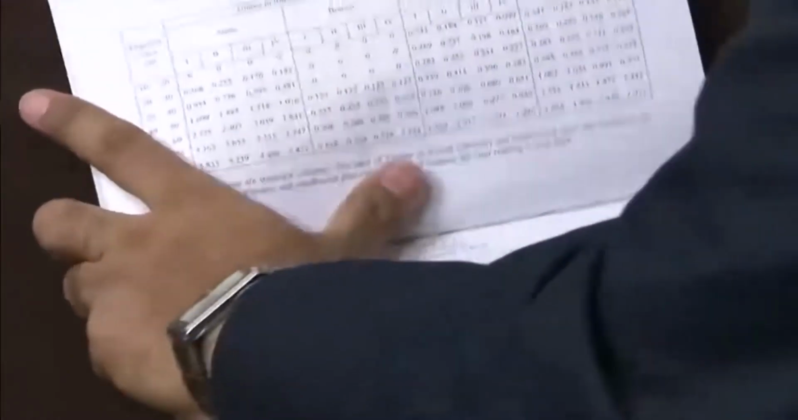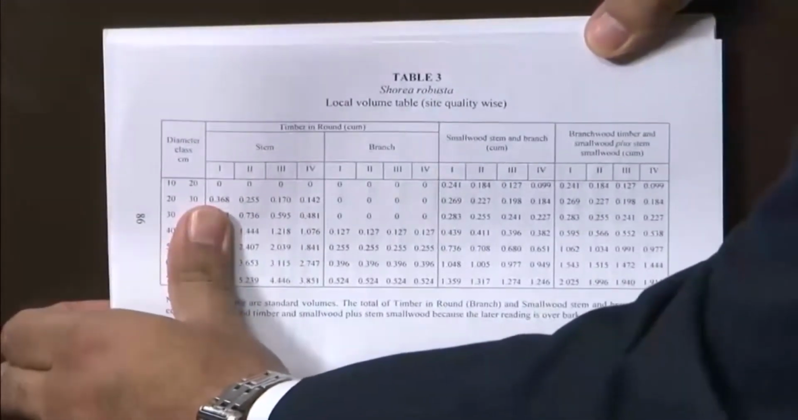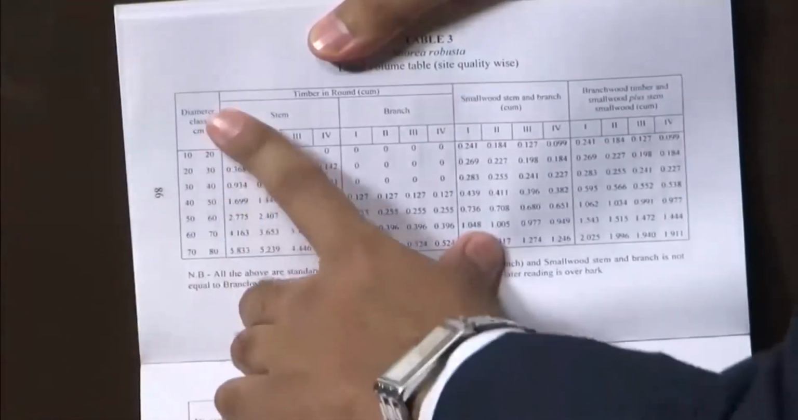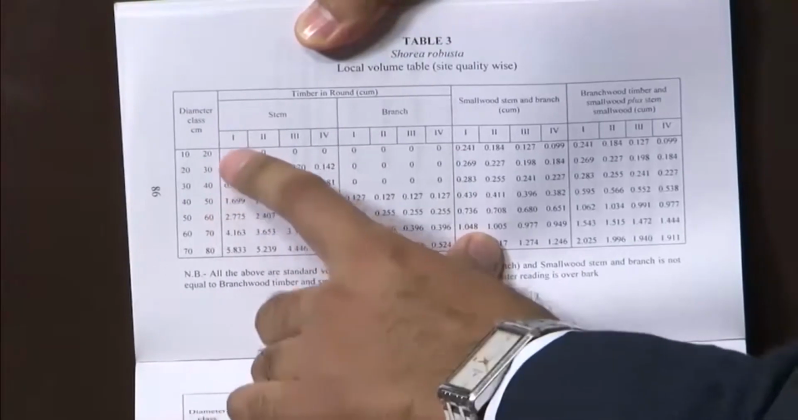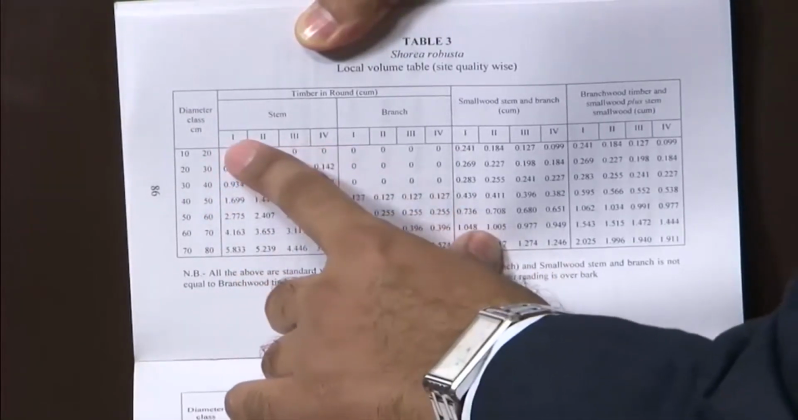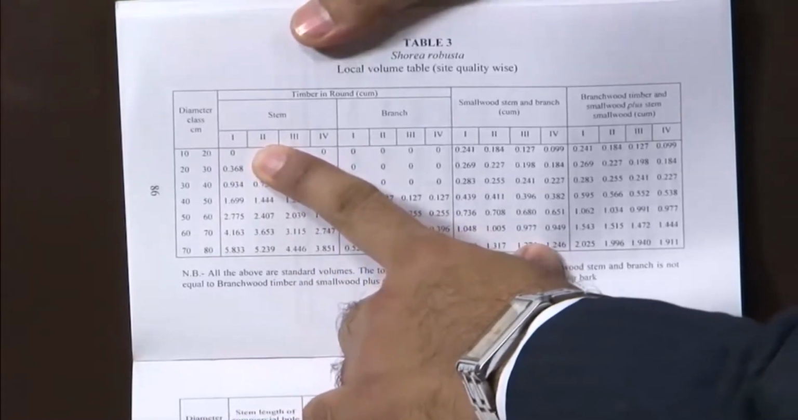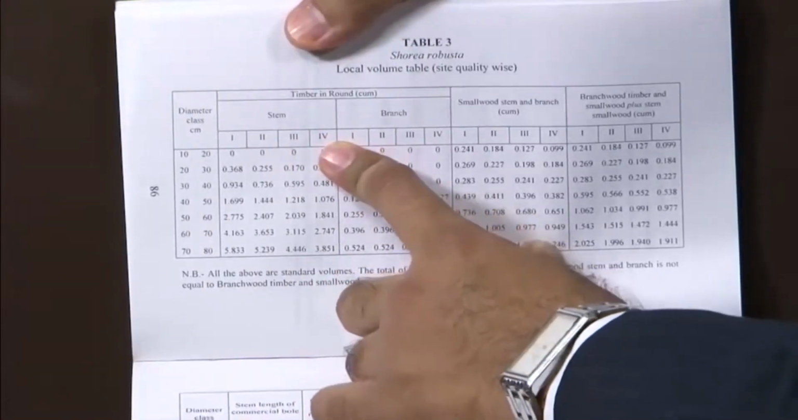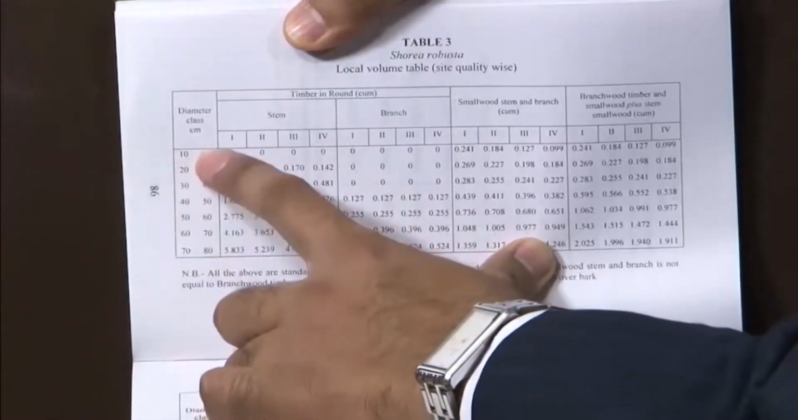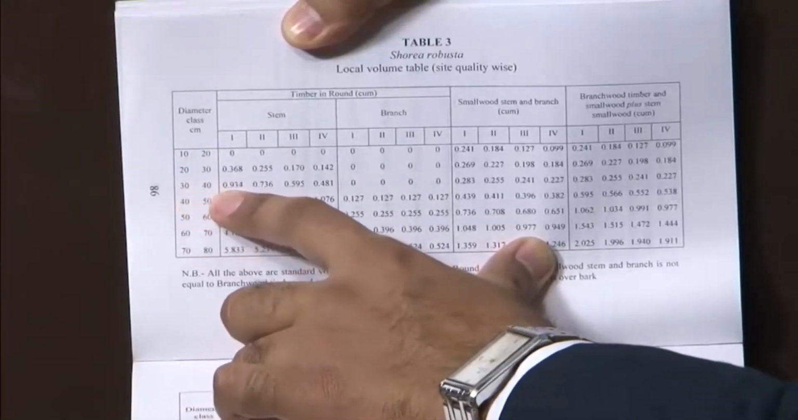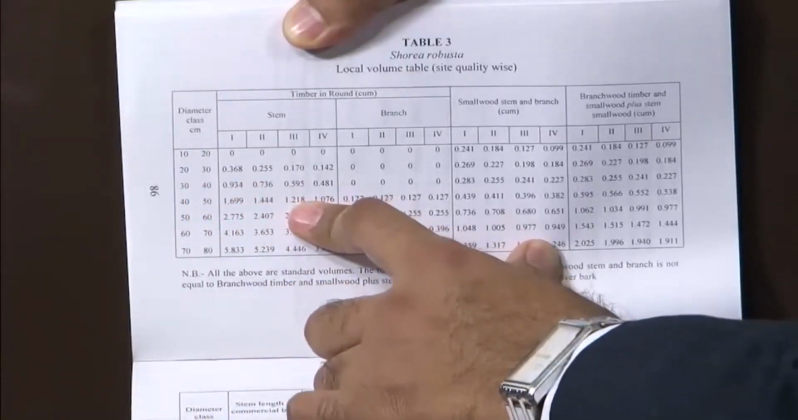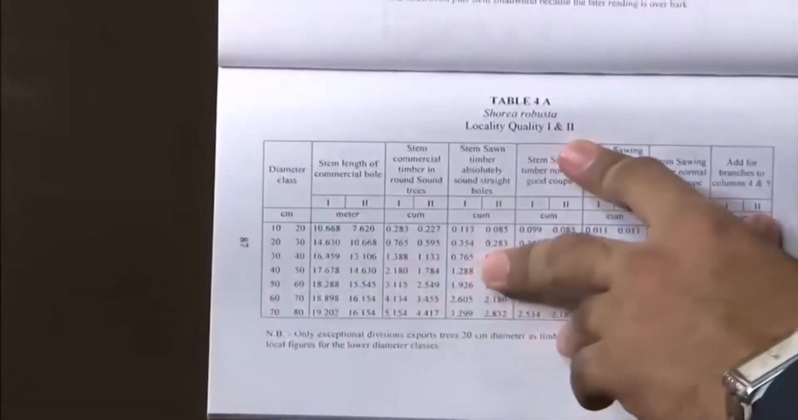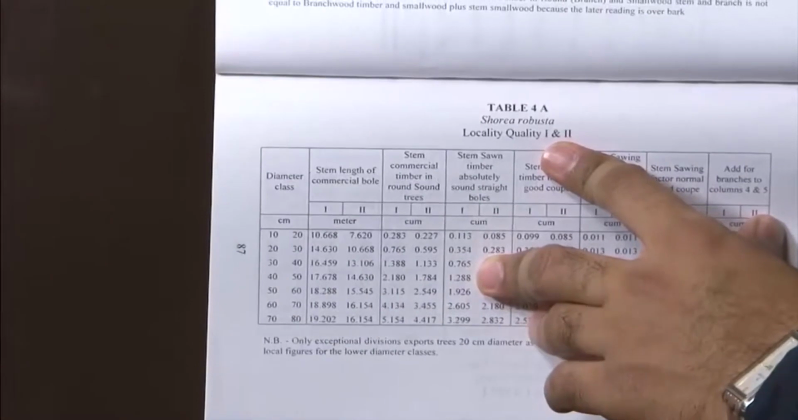So let us look at another table now. This table shows us for Shorea robusta a local volume table, that is site quality wise. Here we are only measuring the diameter and the site quality. Site 1 is the best site, 2 is a little worse than that, 3 is a little worse still, and 4 is the worst or the least fertile soil. For say 30 to 40, you can have different volumes in a full grown tree. So this is a local volume table. You can also have another kind of table that gives you the values only for the locality or site quality 1 and 2.